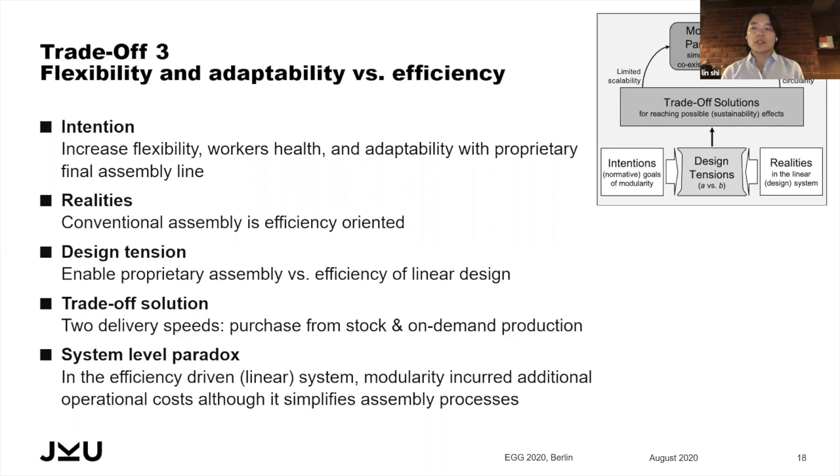The trade-off solution that SmartMod has designed is the idea of two delivery speeds, which allows some customers to purchase from the stock, while other customers purchase the product on demand and ahead of time. This essentially requires customers to pay a price premium for the efficiency. The system level observation is that there is tension between the pursuit of operators' flexibility and experience as opposed to economic and cost efficiency.